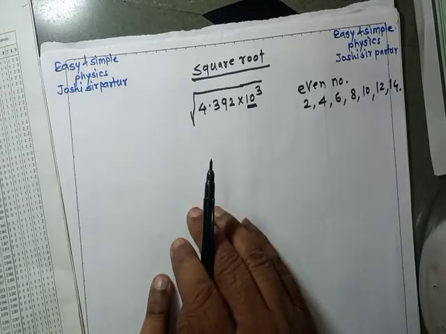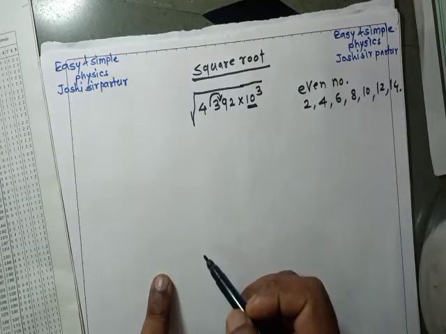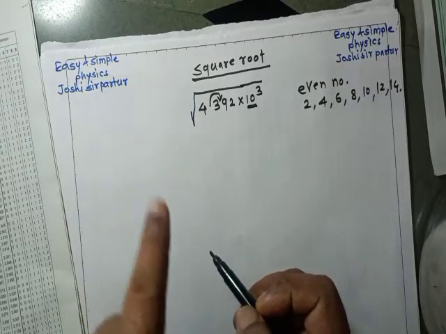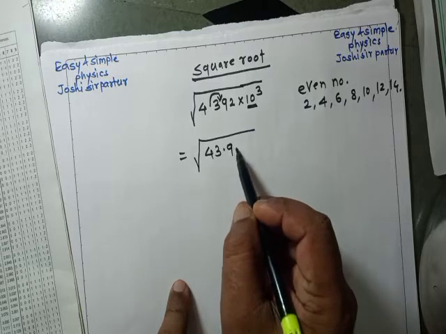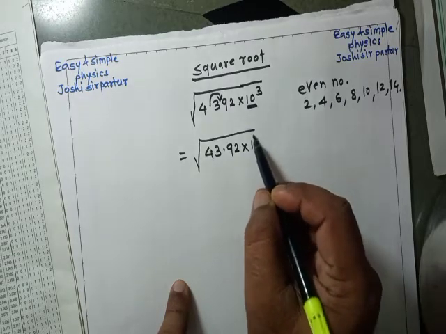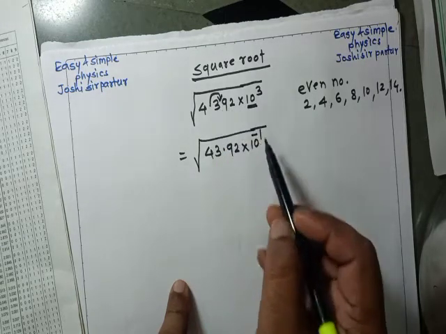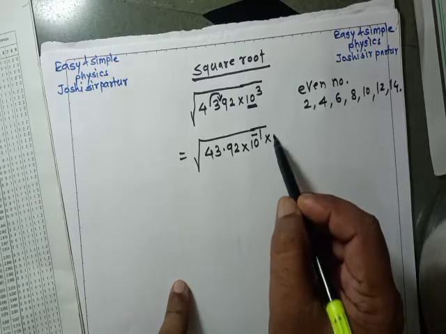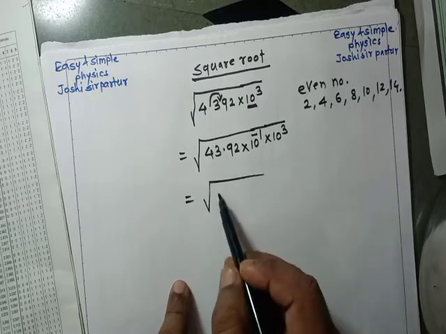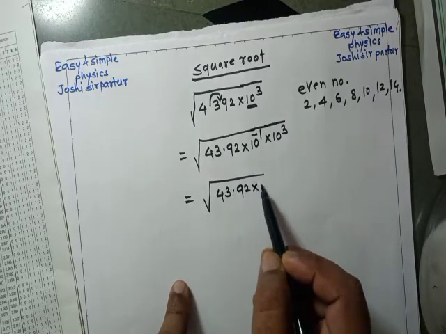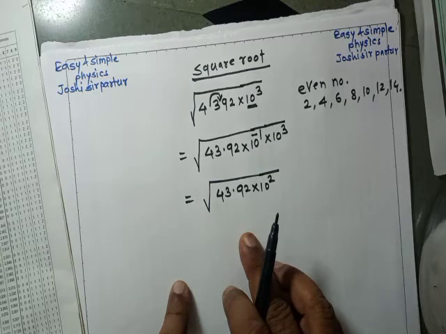So how can we solve this? If the decimal point is shifted towards the positive direction of the x-axis by one digit, the number becomes 43.92 into 10 to the power minus 1, because the point is shifted in the positive direction. So 10 to the power minus 1 into 10 to the power 3 becomes 10 to the power 2. So we get 43.92 into 10 to the power 2. Then we can find the square root.